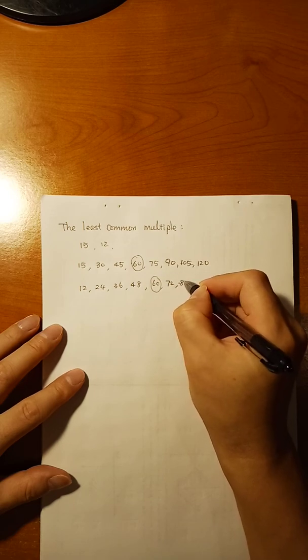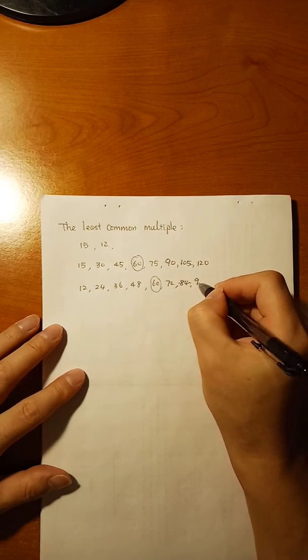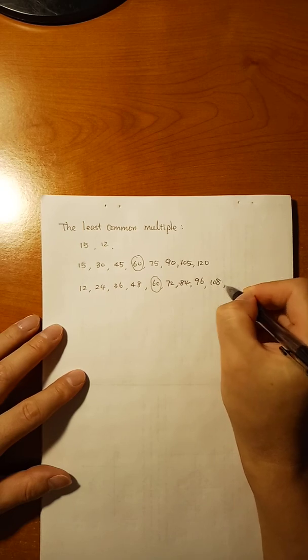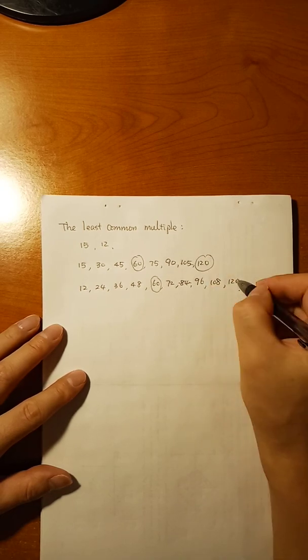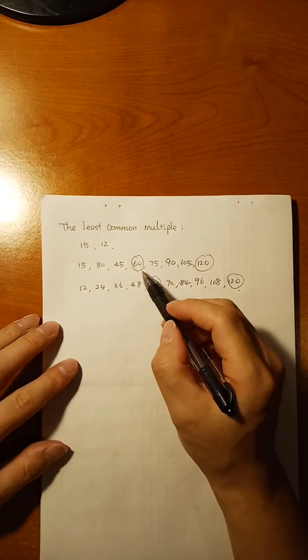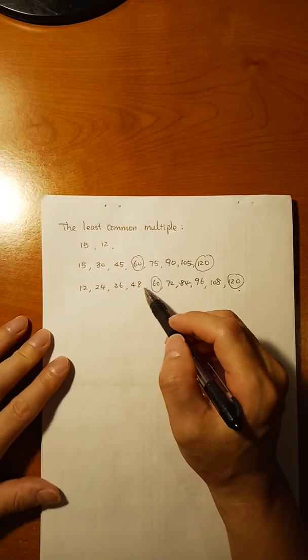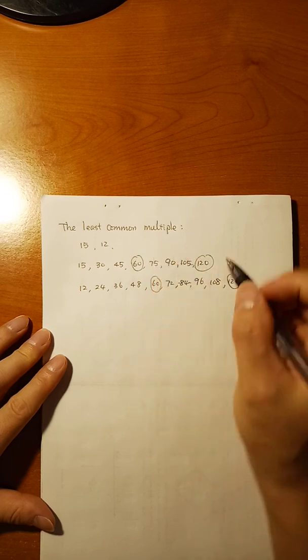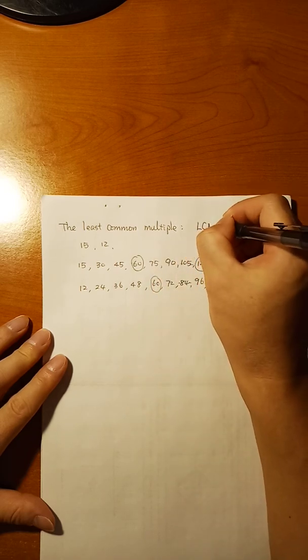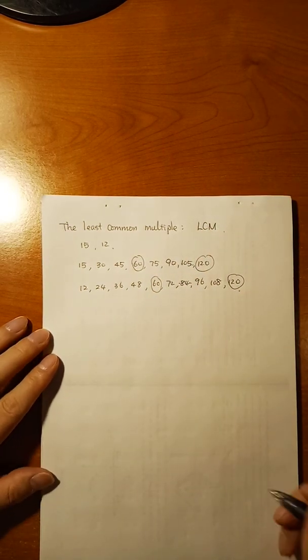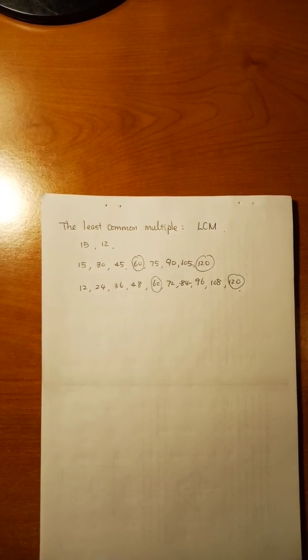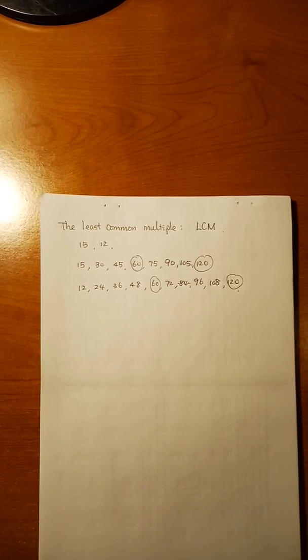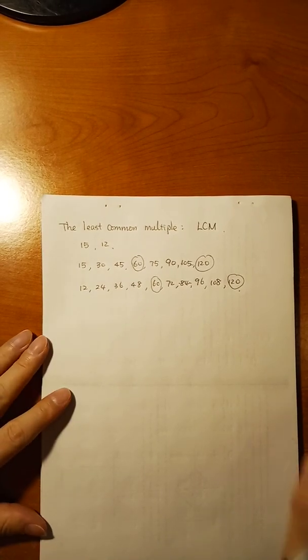The first appearing common multiple, because if you continue this, this common multiple is not unique. You will have a lot of common multiples. You see here, this is also a common multiple. But the smallest common multiple is called the least common multiple. We use LCM.